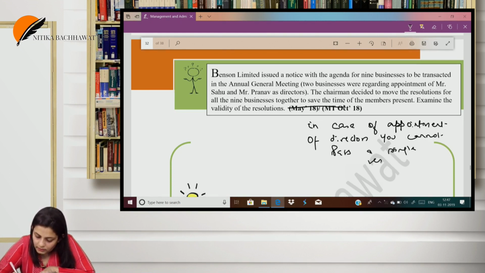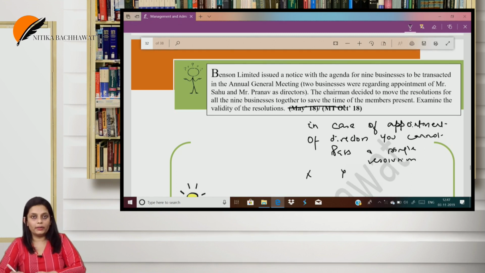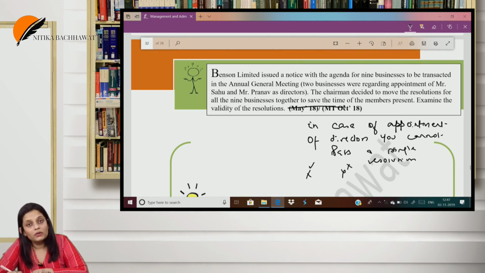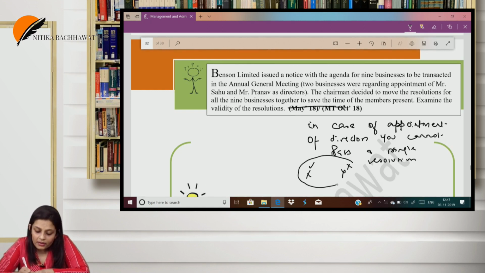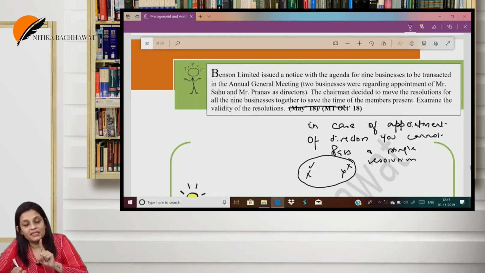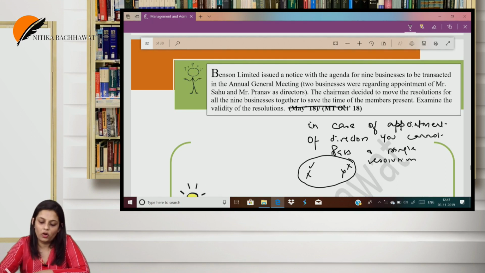Why? See, it's very simple. Let's say X and Y are supposed to be appointed. And if you say one single resolution to appoint both, I want X but I don't want Y. So to appoint X, I have to appoint Y. And to reject Y, I have to reject X also. So this cannot be done. However, if I have already passed a resolution that we will appoint both of them by a single resolution and everyone has given the consent, then this can be done. Otherwise, this cannot be done.